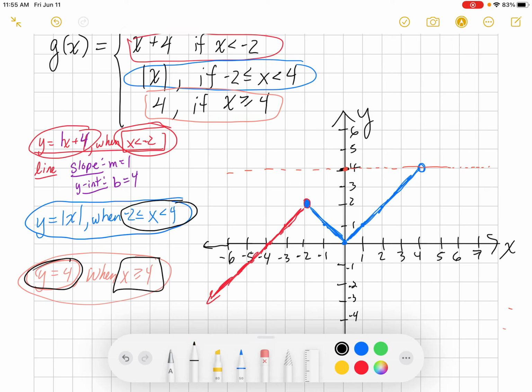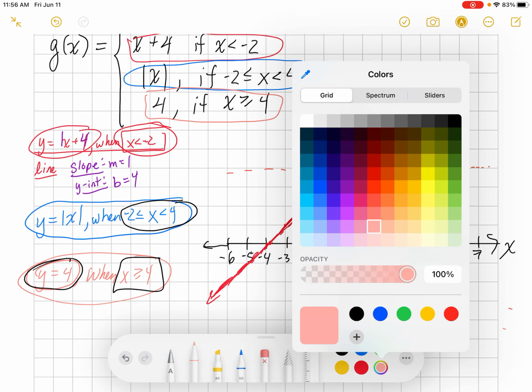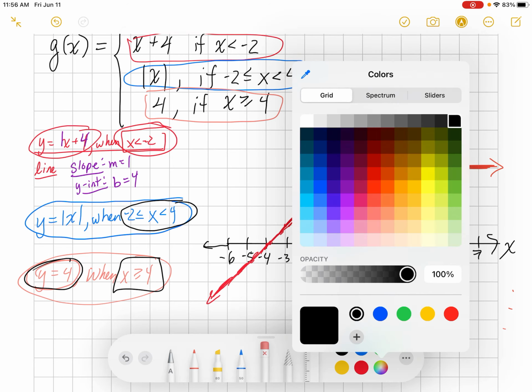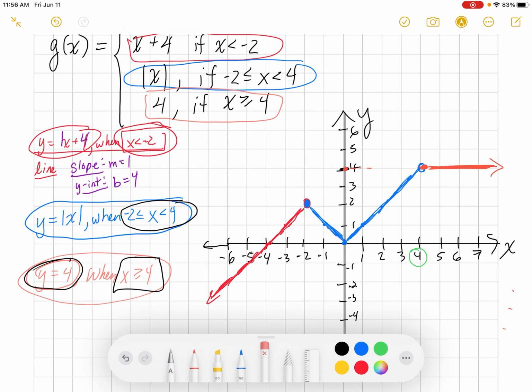Now the question is, where do we keep that horizontal line? Well, we're told we keep it when x is greater than or equal to 4. So let's find 4 on the x-axis right there. And let's locate our orange graph where it would pass through. It's going to be right here, right? And then we're going to shade to the right of 4. That means we're going to get rid of everything to the left of x equals 4. And at x equals 4, we're going to fill in that dot.